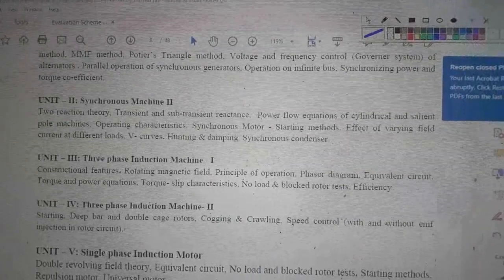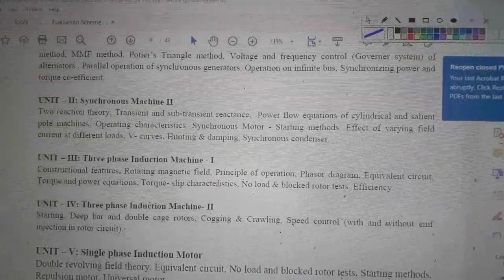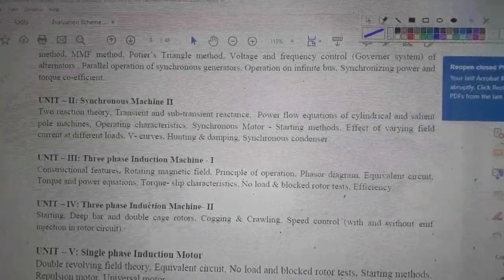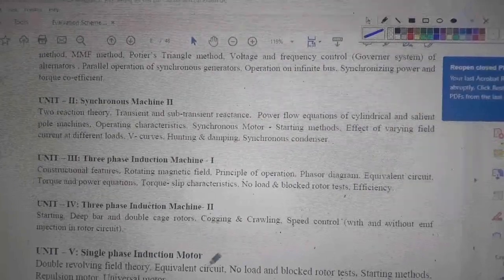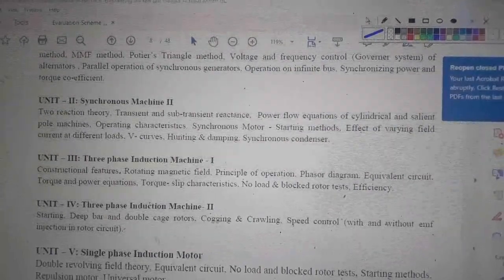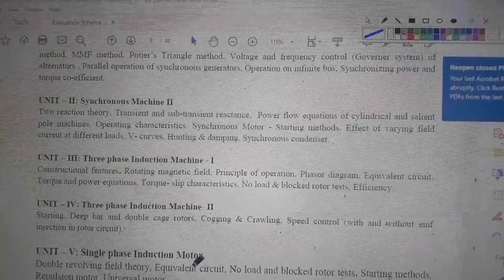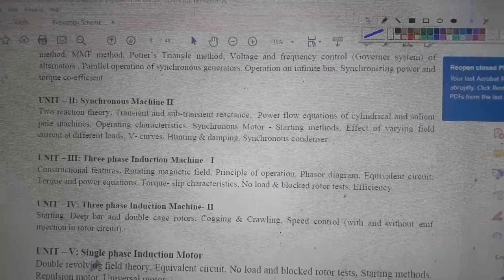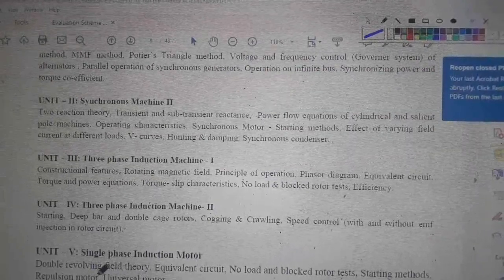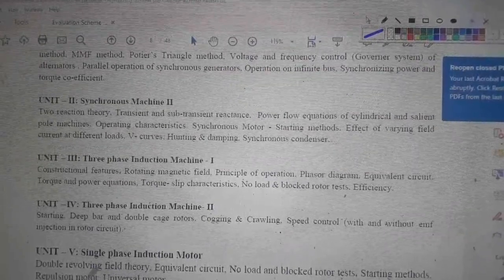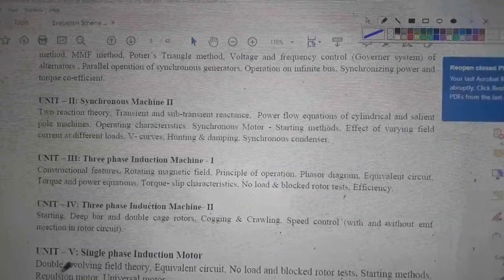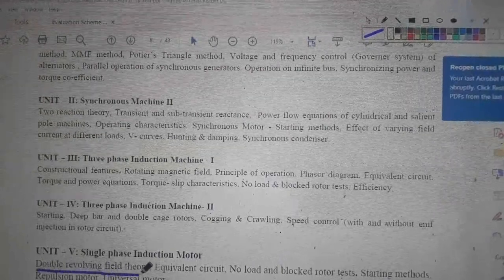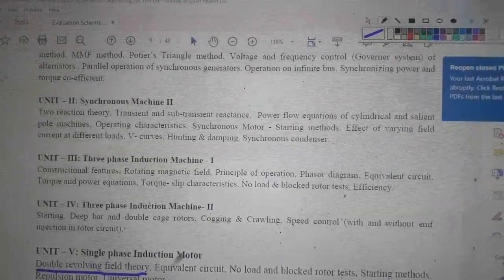And now we will discuss the final unit of this course, single phase induction motor. Single phase induction motor is a quite important device which is widely used in household uses. The double revolving field theory is the working principle of the single phase induction motor. This is an important concept which is always asked in sessional as well as external exams.